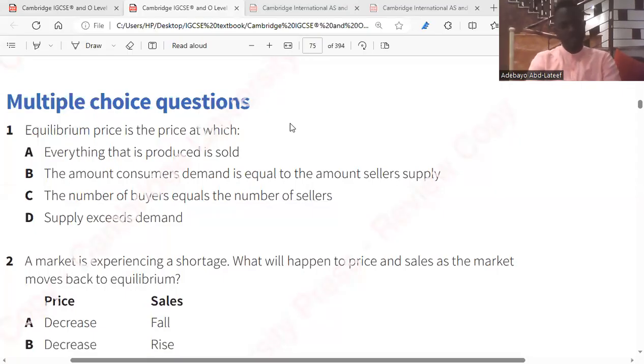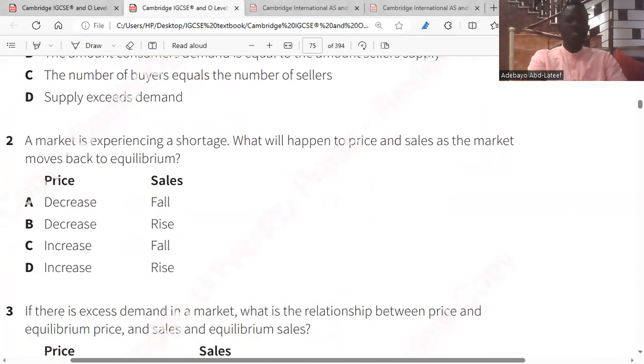The first question says, equilibrium price is the price at which what? The amount consumers demand is equal to the amount sellers supply. So equilibrium price is the price of agreement between the quantity demanded and the quantity supplied. So the answer is B. Yes.